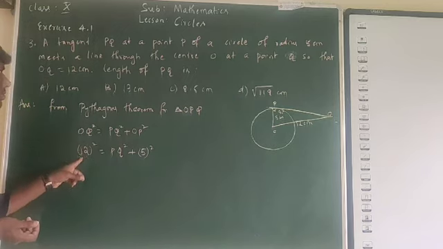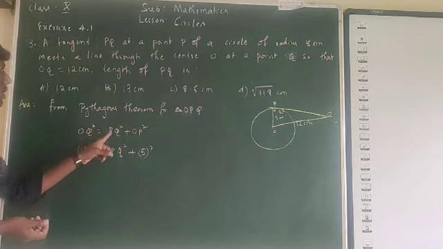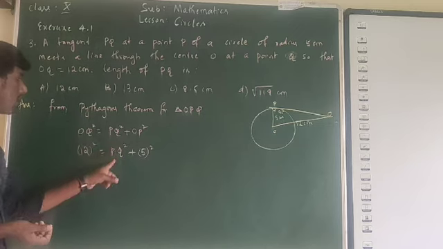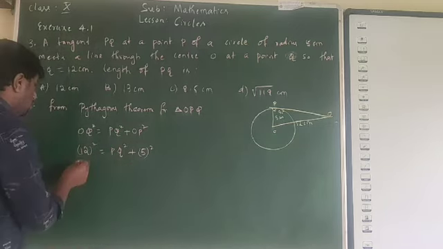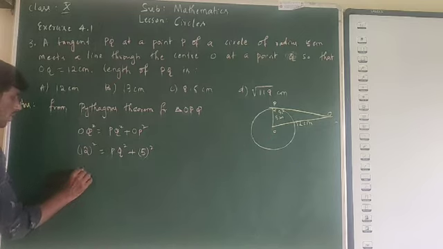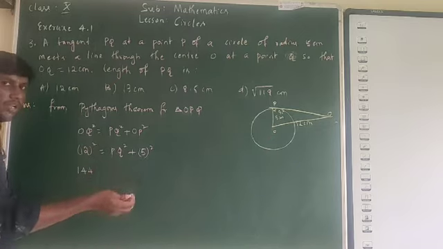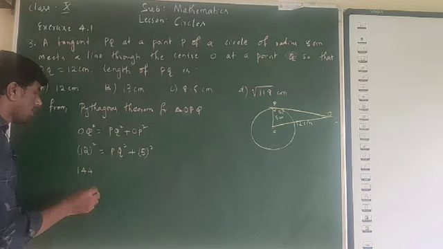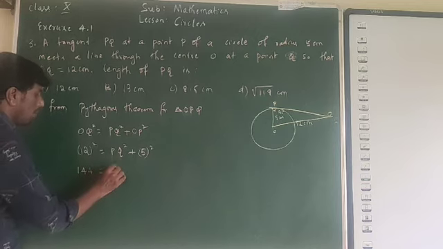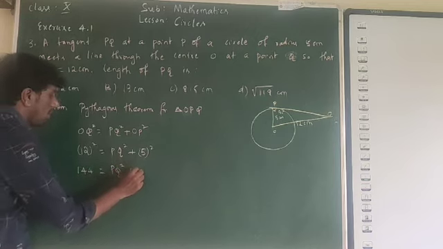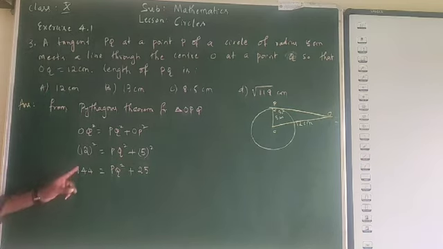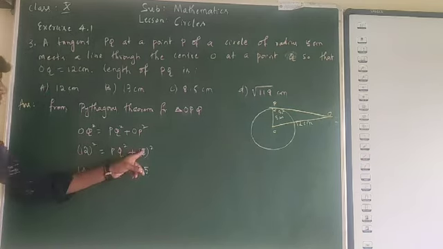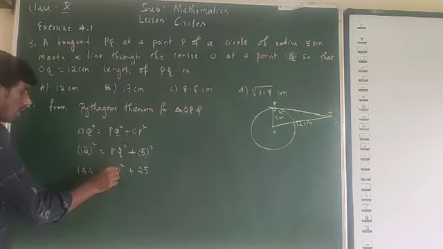OQ is given in the question, that is 12 square. PQ we should find, so write it as it is. OP is 5, which is given. So substitute it. What is 12 square? 12 square is 144, 12 into 12. If you multiply 12 into 12, you get 144. Write PQ square as it is, plus 5 square. 5 into 5 is 25. So 12 square is 144 and 5 square is 25.